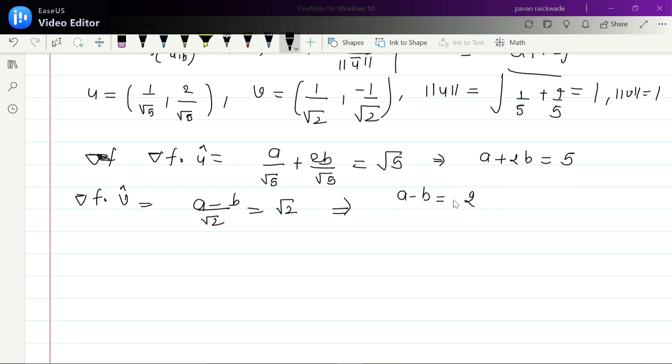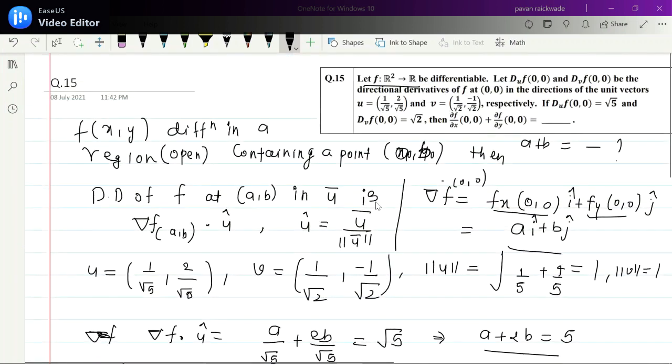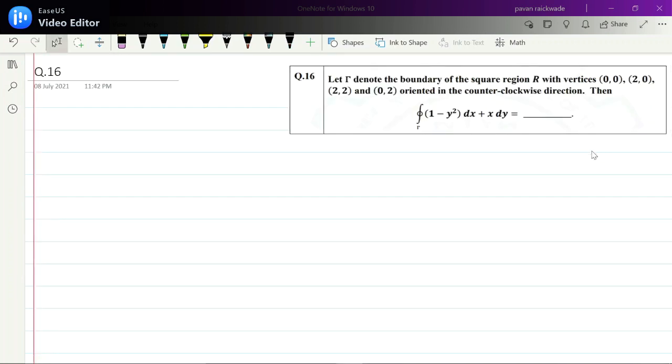Now we just have to solve these two linear equations. Taking this plus 2 times this, 3 times a equals 5 plus 4, that is 9, which implies a equals 3, and substituting a in this equation, you get b equals 1. So we got a is 3, b is 1, so a plus b, which is what we needed, will be 4. So right, this question is sorted. Let's move on to the next question. Question number 16. Okay.